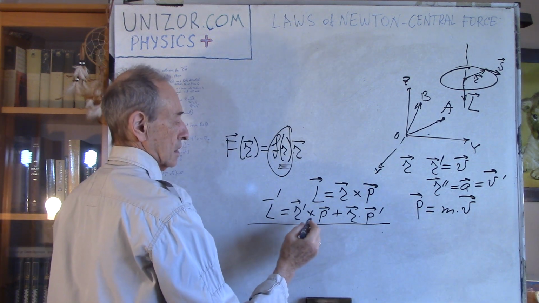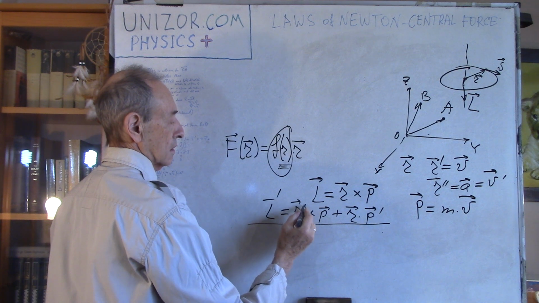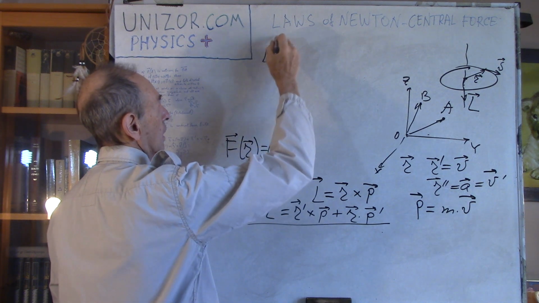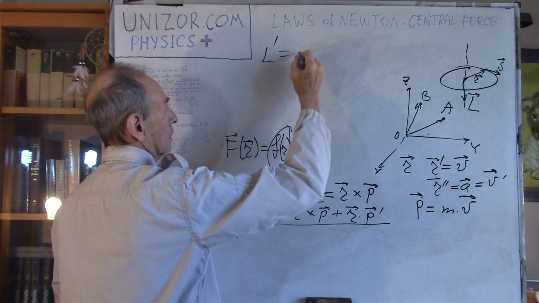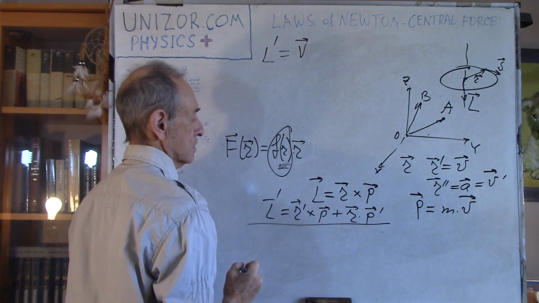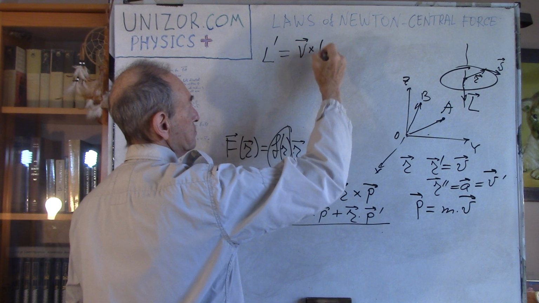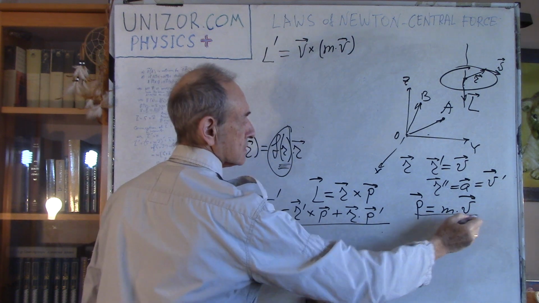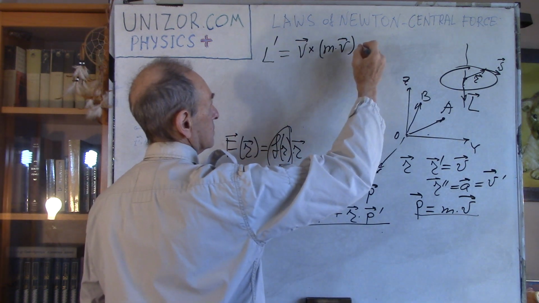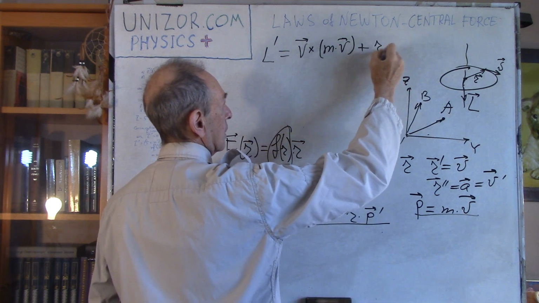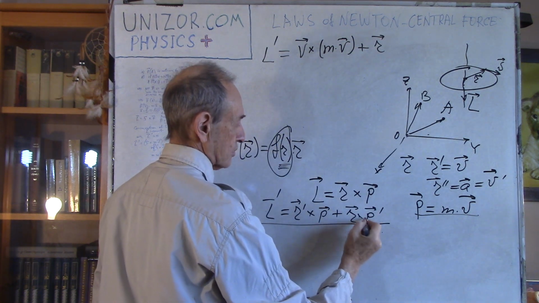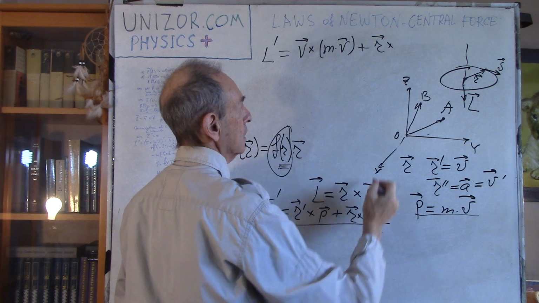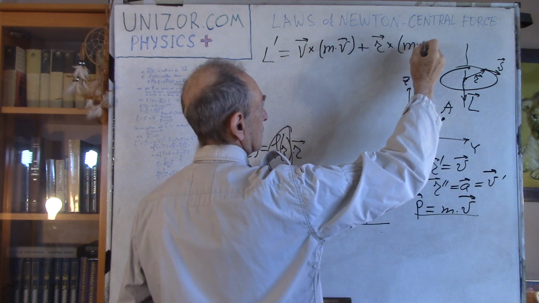Alright, so what is the derivative of r? Well, the derivative of r is v. So the derivative of L is equal to v, which is velocity, times p. What is p? p is m times v. Plus r, and this is supposed to be a vector product, of the derivative of p. Now p is m times v.